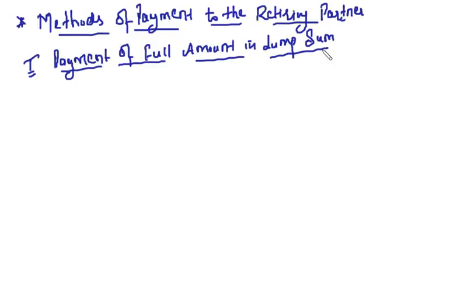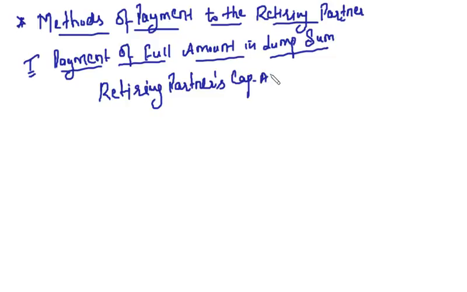I think identifying the credit account is very easy. If you are paying to someone, what will you credit? Obviously, you will credit either cash or bank. Right? So what will be the debit account? That is the question. The debit account will be the amount that is identified in the partner's capital account. So the entry will be retiring partner's capital account debit to cash or bank account.